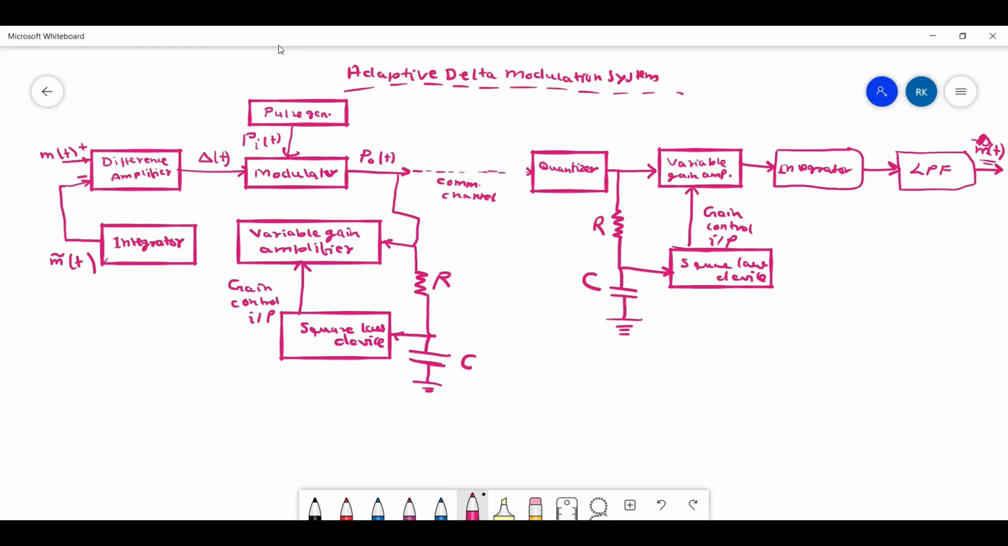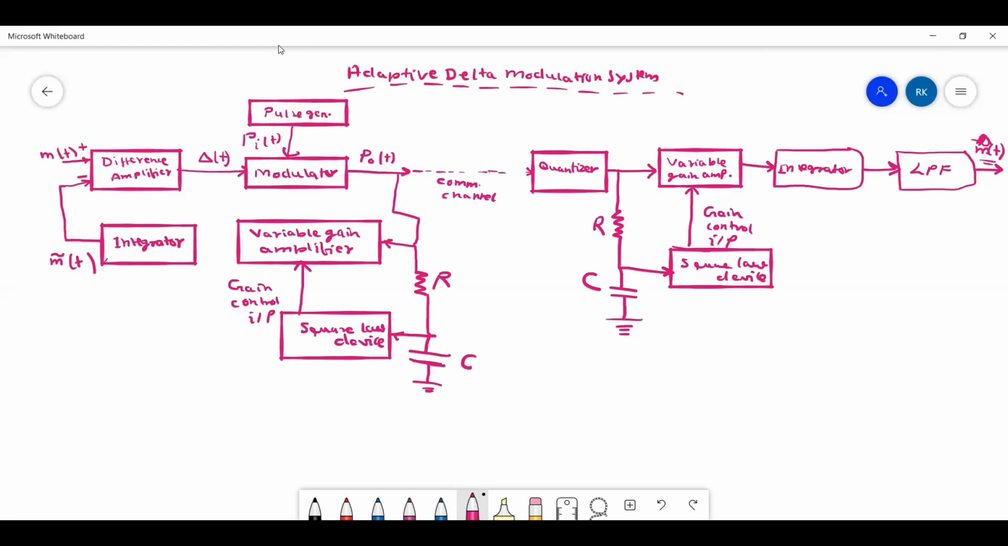Under the slope overload condition, this P0(t) is a long sequence of either positive or negative pulses. The RC integrator integrates these pulses. Thus, the output of this integrator is either a large positive or large negative value. The square law device output is a large positive value irrespective of whether the input is positive or negative, because it's a square law device. Thus, the gain control input of the variable gain amplifier is large and its gain increases. When the gain increases, the step size increases, which can then take care of the slope overload, positive or negative.